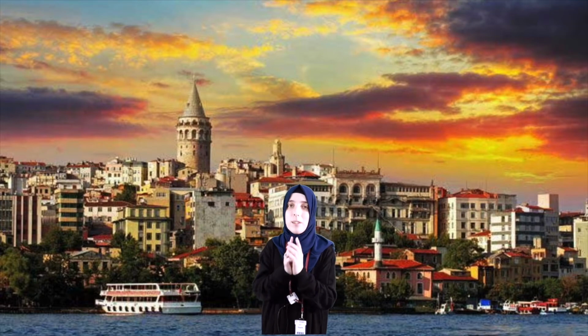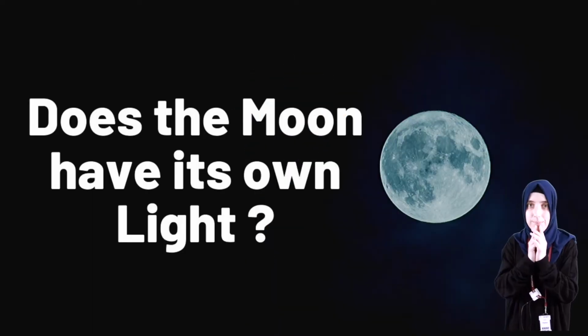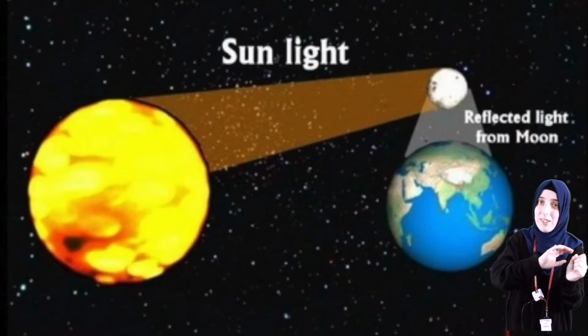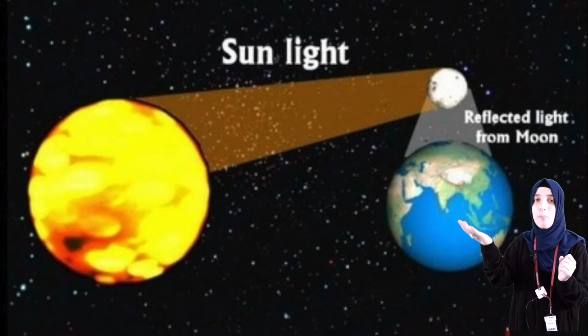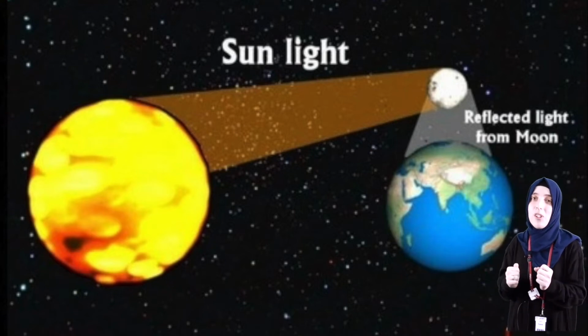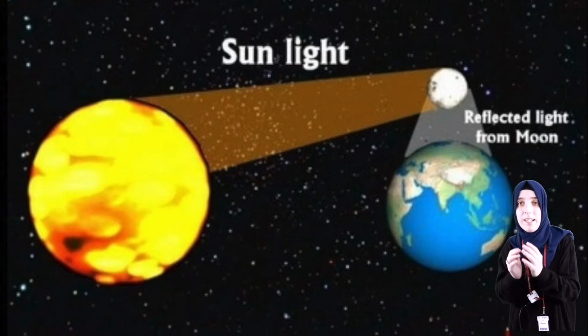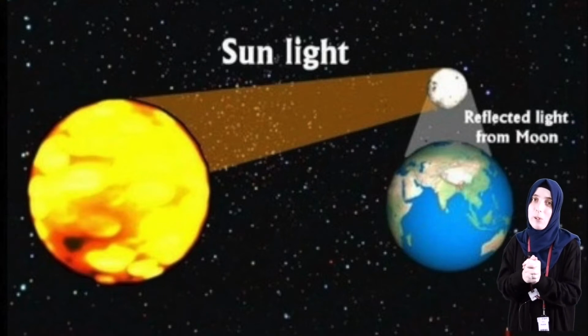Now have a think. Does the moon have its own light? Let's think. Guess what, boys and girls? The moon does not have its own light. The sun reflects its light, and that's how you see the moon is shining so bright in the night sky, because it gets help from the sun by the sun sharing some of its light so that we can see the beautiful and amazing moon that Allah subhanahu wa ta'ala has created for us.